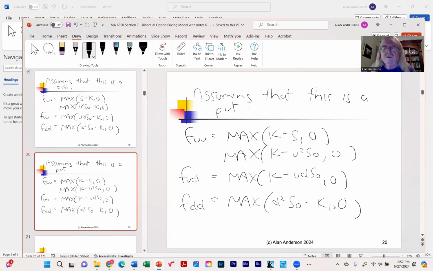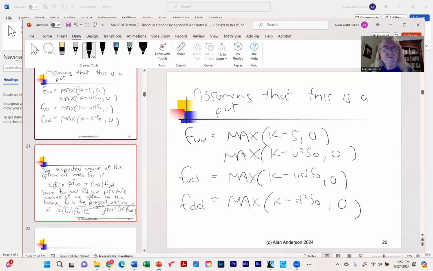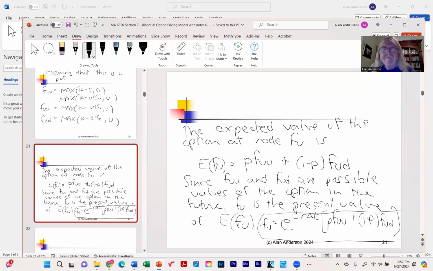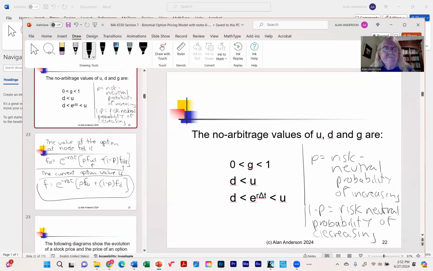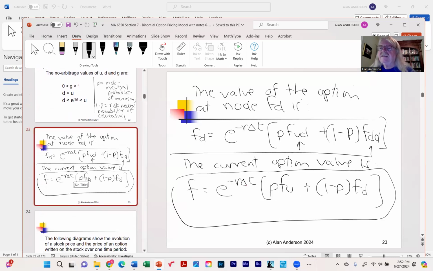And then this last one will reverse the two to give us K minus D squared S0. And the rest of the tree is built in the same way as it was for the call. Okay, so this part never changes. Now, this takes a while.